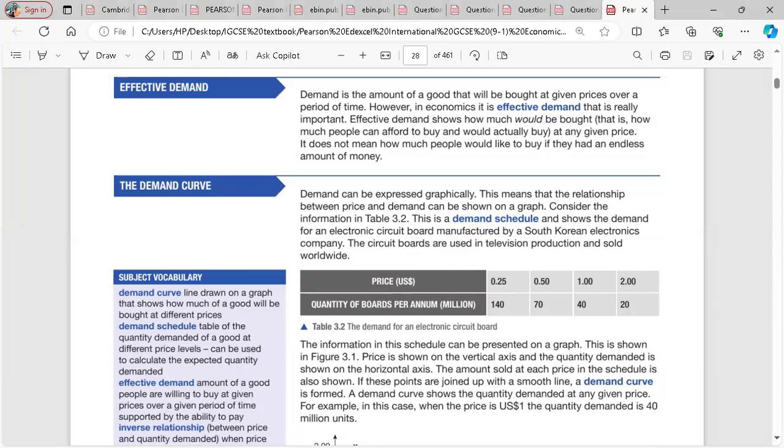So it is effective if you have the willingness, the ability, and you are buying. You bought it. You have to buy. If you don't buy it, it's not effective. It's an ineffective demand. So that is about effective demand. The consumer has the willingness, the ability to buy, and he or she buys. Clear? We move on.